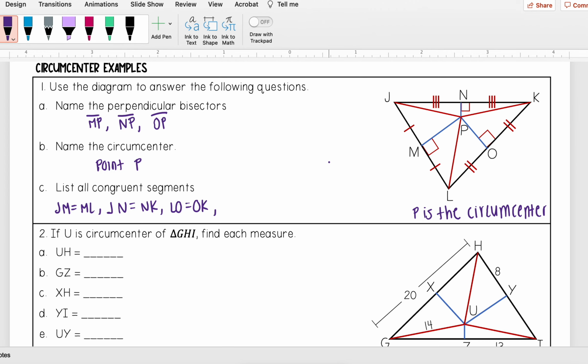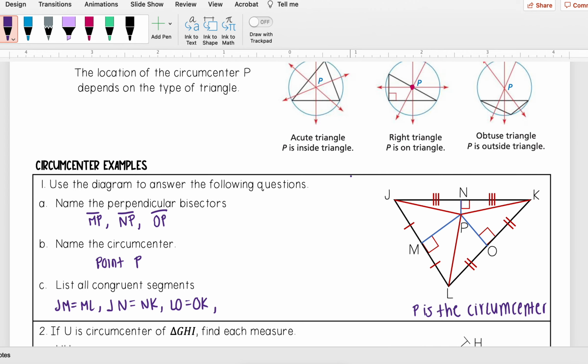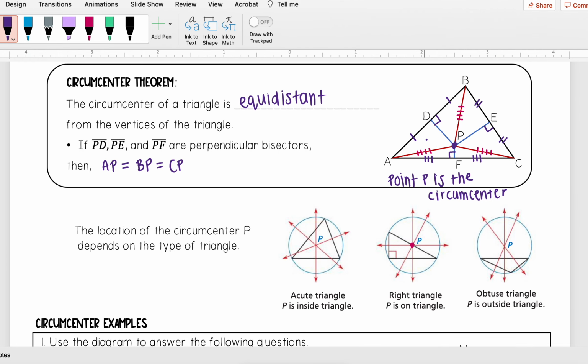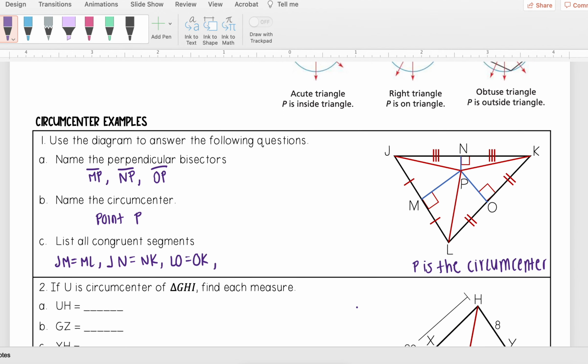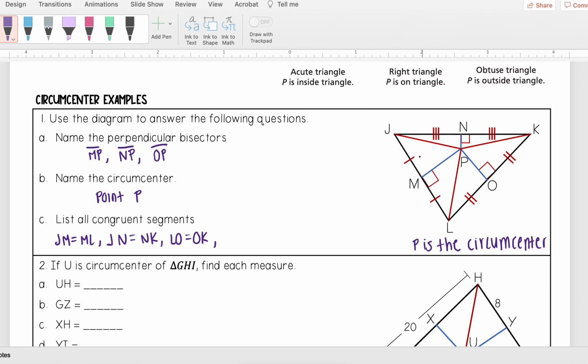But then we also have some other segments that we know are equal from our circumcenter theorem, and that was that all those segments that connect from the circumcenter to our vertices are also congruent. So in our example here, that's going to be these red lines that are equal to each other. And so I have that JP is equal to KP, which is also equal to LP.